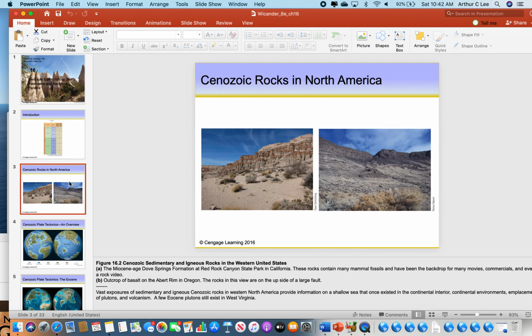But first, we're going to talk about the geology of the Cenozoic. We're going to focus mainly on our own country, the United States, but we're also going to talk about the rest of the world.